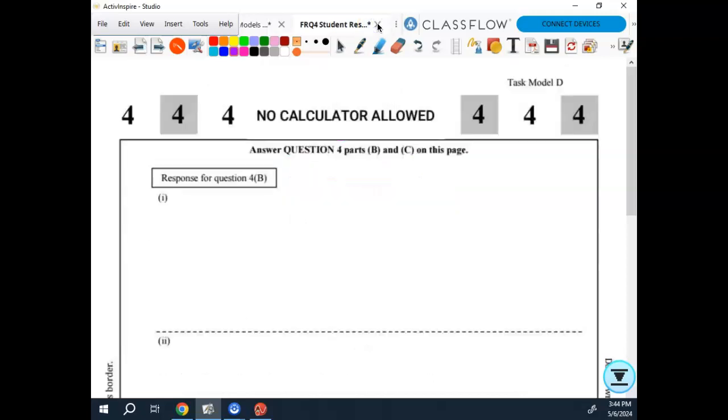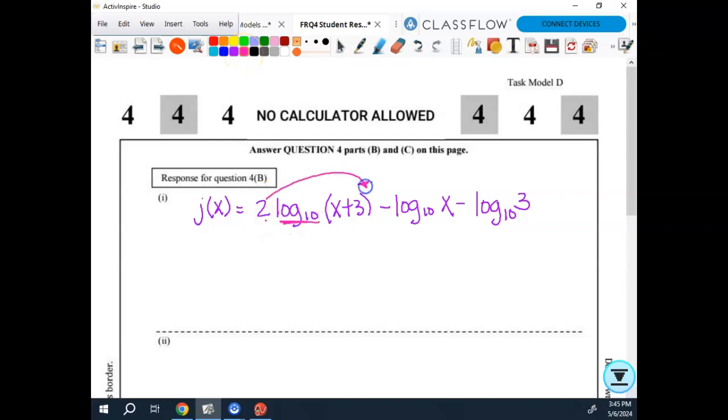I'm going to write down what it is. You wouldn't necessarily have to do this, but J of x equals 2 times log base 10 of x plus 3 minus log base 10 of x minus log base 10 of 3. Okie dokie. So before we start combining anything, we look at these logs. In front of the word log, there's a 2. This guy becomes an exponent, and then he disappears from here. In front of this word log, nothing.